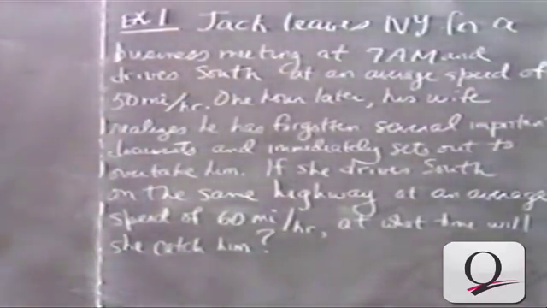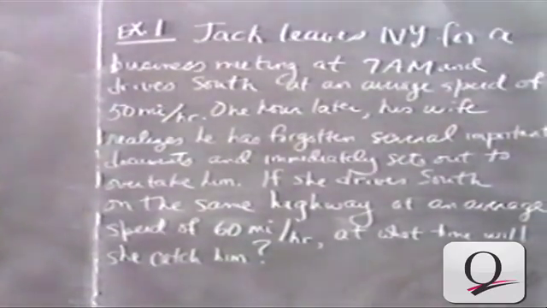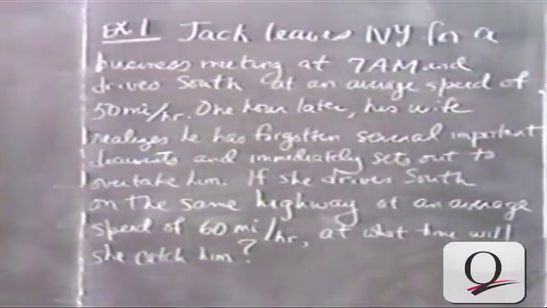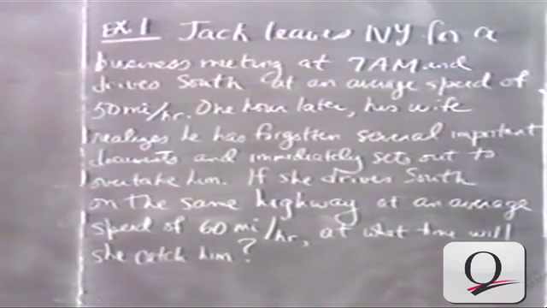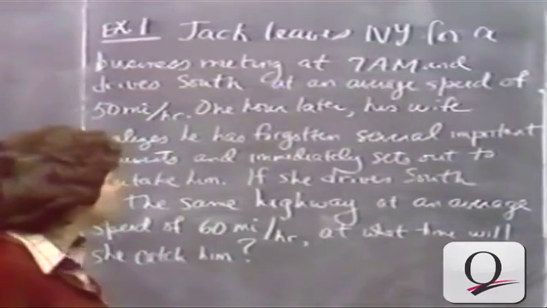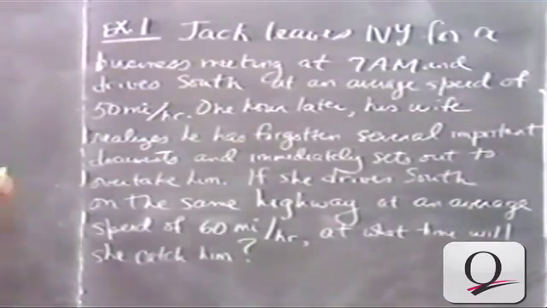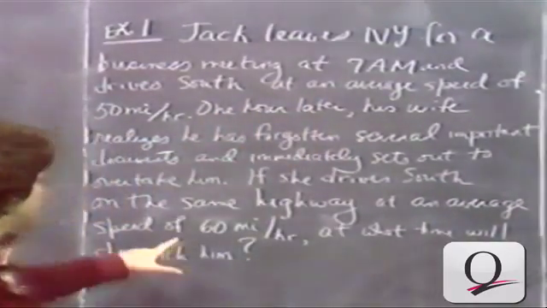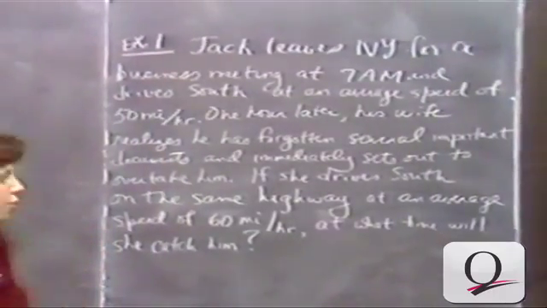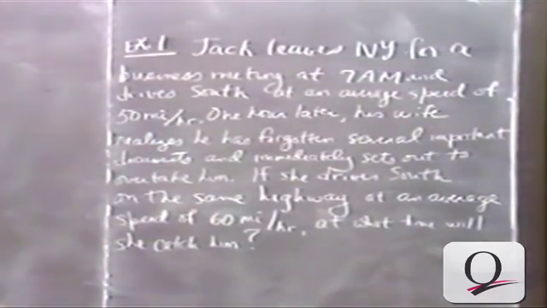Okay, this is the first problem. Let's read it now. Jack leaves New York for a business meeting at 7 a.m. and drives south at an average speed of 50 miles per hour. 1 hour later, his wife realizes he has forgotten several important documents and immediately sets out to overtake him. If she drives south on the same highway at an average speed of 60 miles per hour, at what time will she catch him? She is starting out an hour later than him, but she is going faster, and she hopes to overtake him. Our job is to find out what time she will catch up with him.